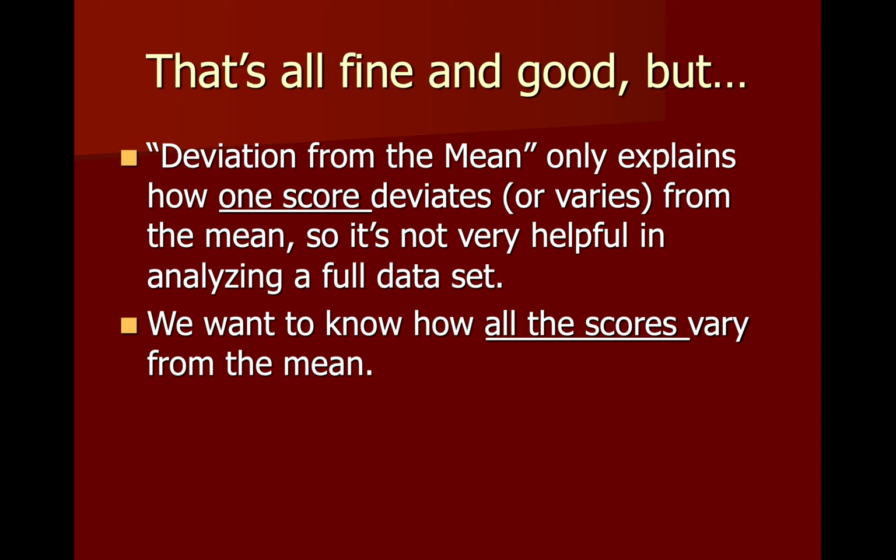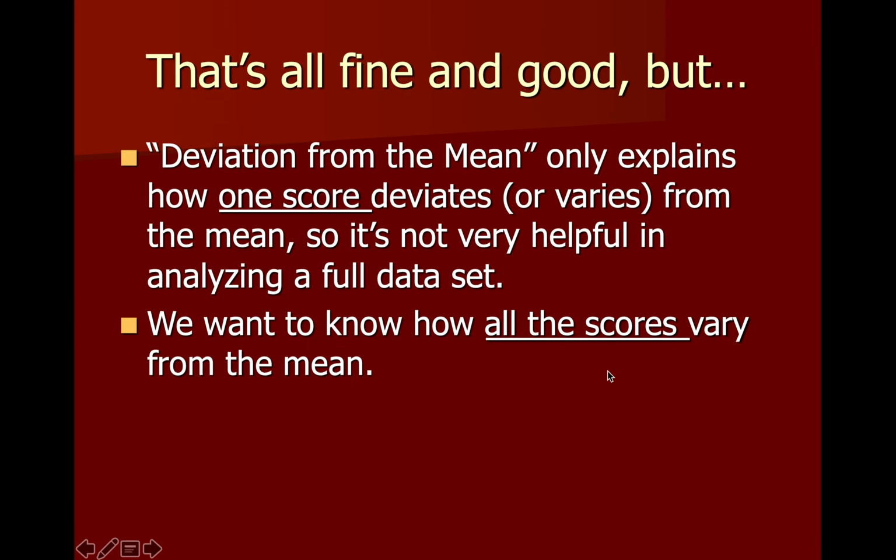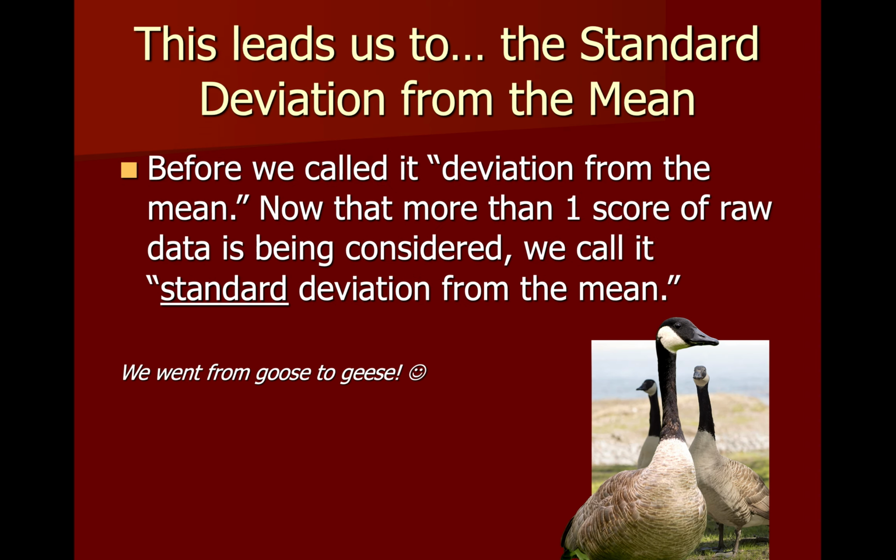So that's all fine and good, but this is not extremely useful because we're only looking at one particular score. Deviation from the mean only explains how one score deviates or varies from the mean. So it's not very helpful in analyzing a full data set. A lot of times we want to know how all the scores vary from the mean. And that leads us to what's called standard deviation from the mean. Before, we called it deviation from the mean because we were just looking at one score. Now that we're looking at more than one score, we call it the standard deviation from the mean. So we basically just went from goose to geese.